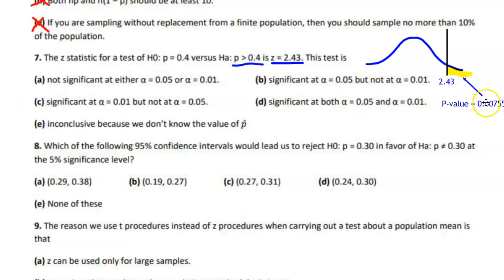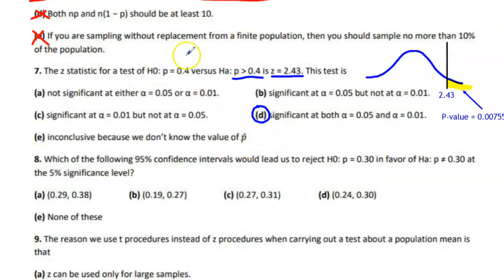Since this value is lower than both 0.05 and 0.01, we say that it is significant at both, right? Significant means the p-value is going to be smaller than alpha. Significant means we're going to reject the null hypothesis. So significant at both alpha equals 0.05 and alpha equals 0.01 is my correct answer. Since we don't know the value of p hat, that doesn't mean it's inconclusive, right?